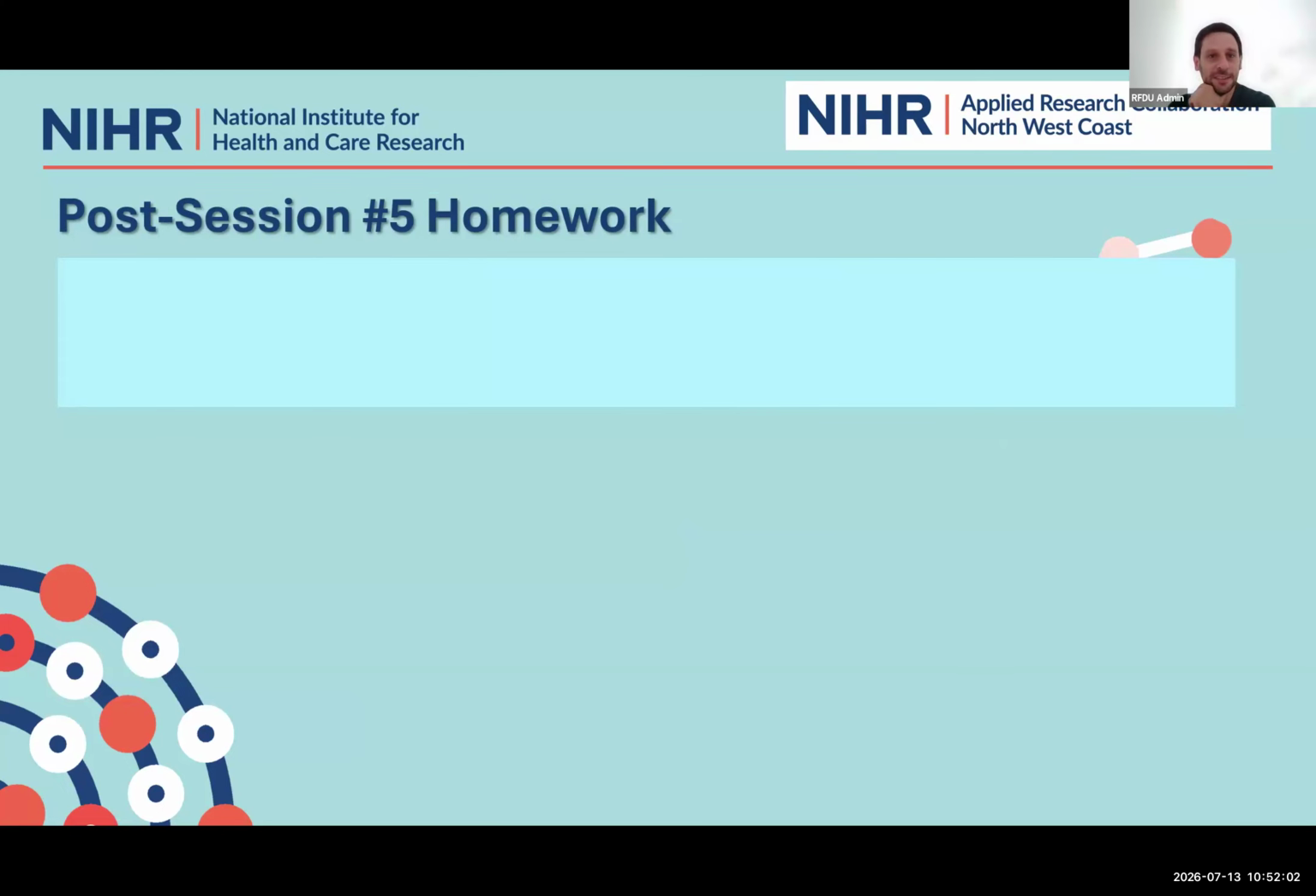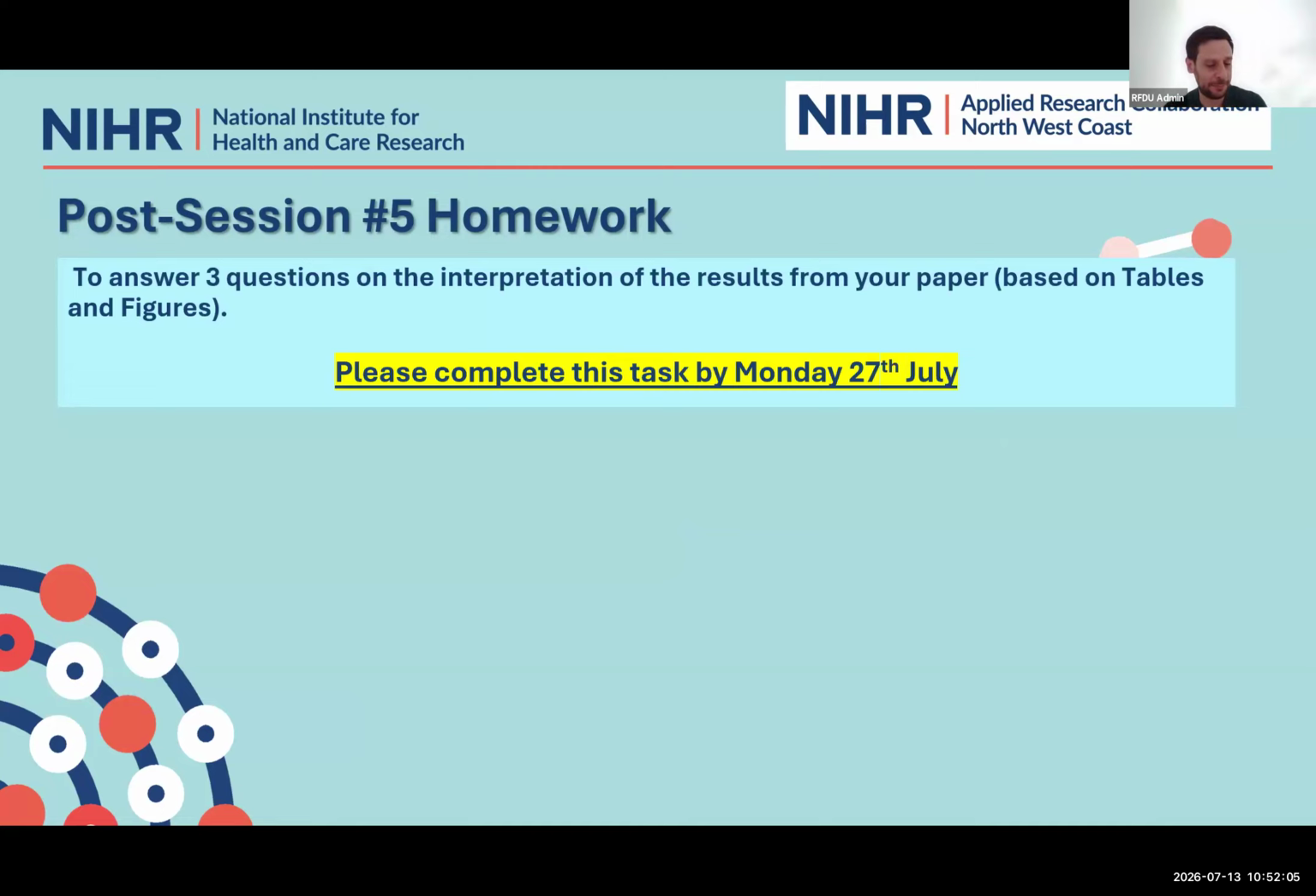Okay, so session 5 homework. This time the homework is a bit different. We are going to ask you to think about 3 questions on the interpretation of the results from your own paper. I tried to extract the tables and the figures from each paper, and I've asked you to interpret the results based on the tables, the base case analysis, or the figures representing the sensitivity analysis. So looking at the slides from today's session, you can have a go at interpreting the different results from your own economic evaluation paper.